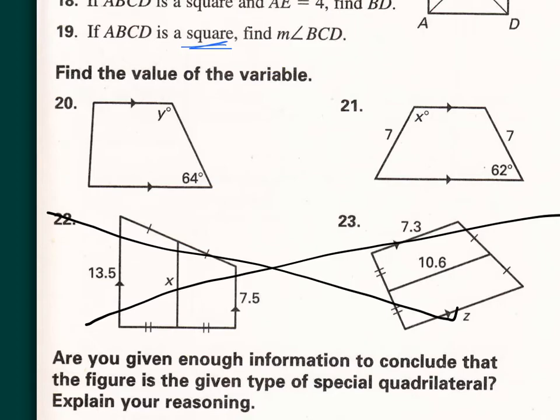Okay, 20 and 21, we just want you to figure out what is the value of the variable. All right, number 20, make sure you just pay attention to, we're talking about trapezoids in each one. How many degrees are there? All right, and remember the rules of a trapezoid. Good luck.